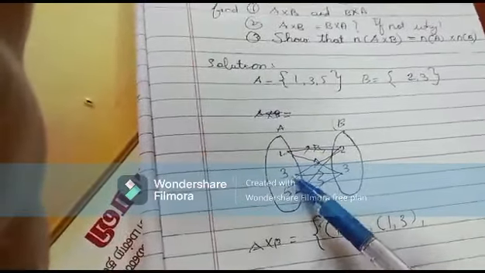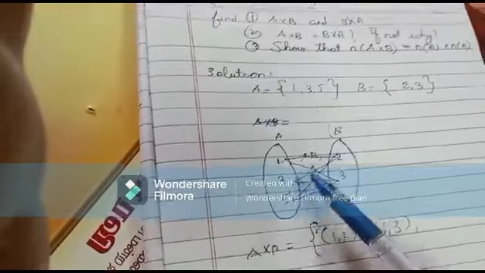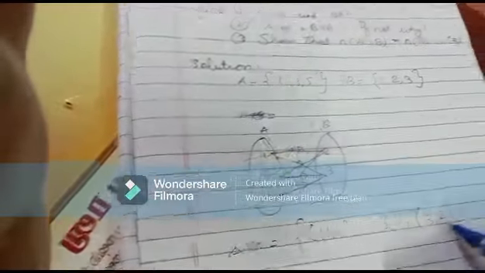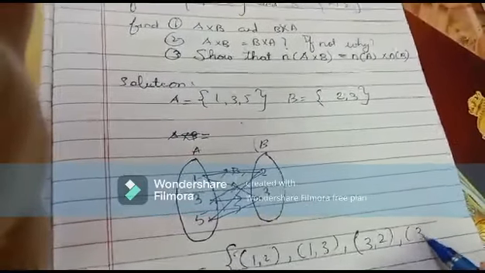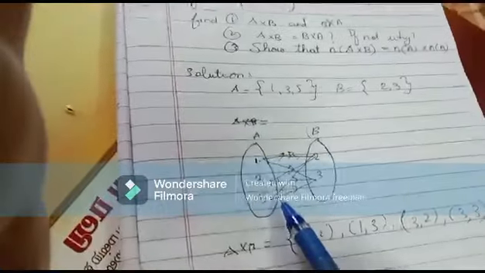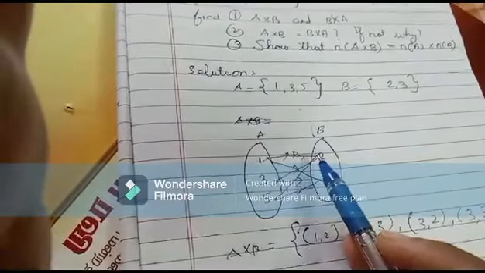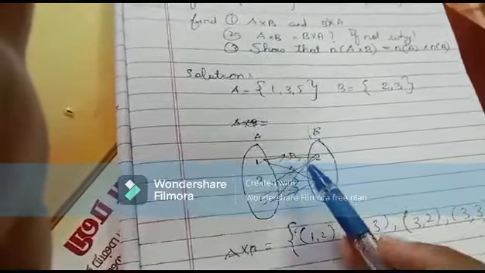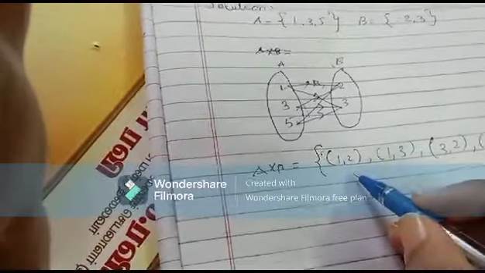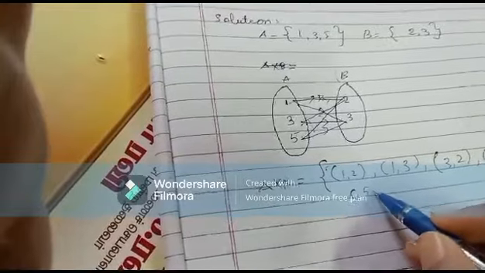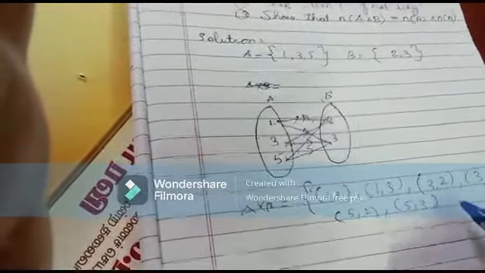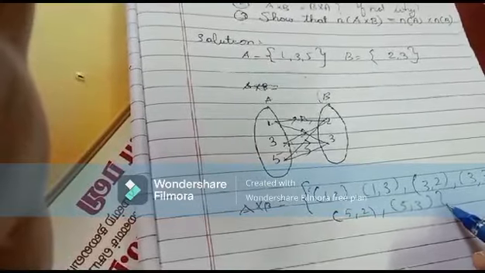I'll show it here. 3 you have mapped with all the elements of B. 3 comma 2 and 3 comma 3, right? So you have to write 3 comma 2, 3 comma 3. Okay. Then next is 5. So 5 you have to check whether it's mapped with all the elements in B, right? So 5 comma 2 and 5 comma 3. Okay, so that is what we are going to write here: 5 comma 2, 5 comma 3, and we are closing this bracket.